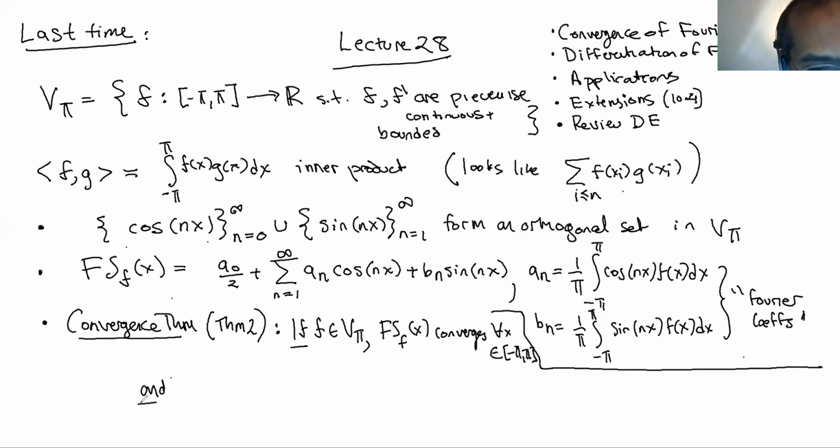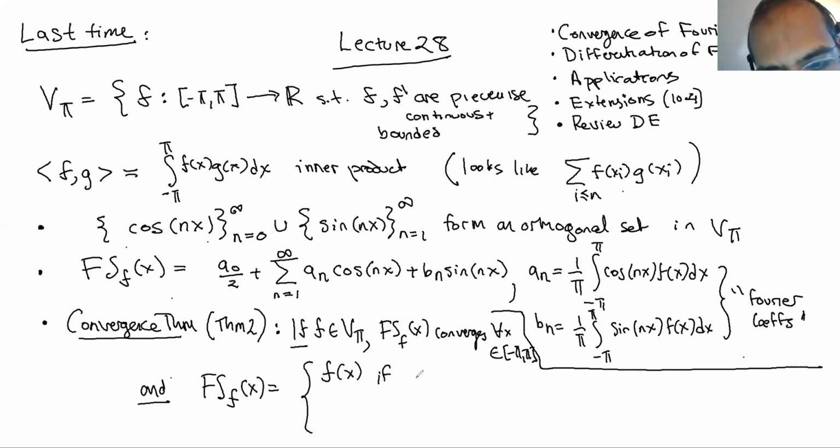And it's basically equal to the function. It's equal to the function if f is continuous at x, which just means the left limit is equal to the right limit. Otherwise, it's the next best thing. It's the average of the left and right limits.